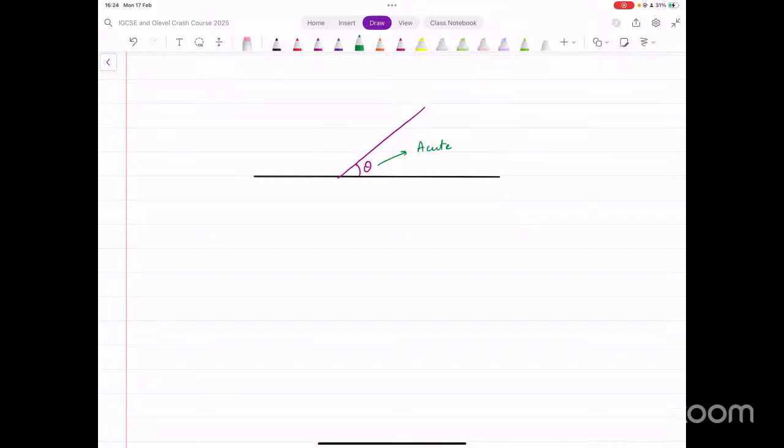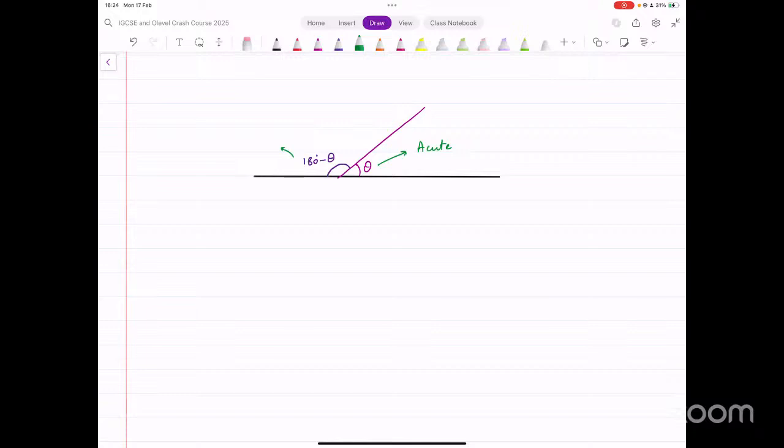Now, on the straight line, the angle on the other side of the line, the remaining angle, what is that going to be? That's going to be 180 degrees minus theta, right? Because angle in a straight line is 180 degrees. If this angle is theta, this angle is 180 minus theta. Now, if we consider these two angles, one of them is acute and the other is obtuse.